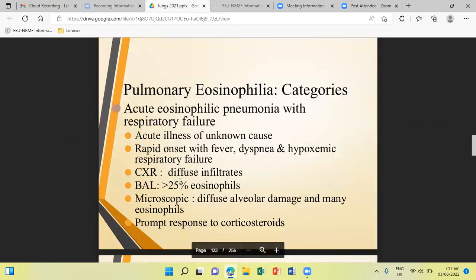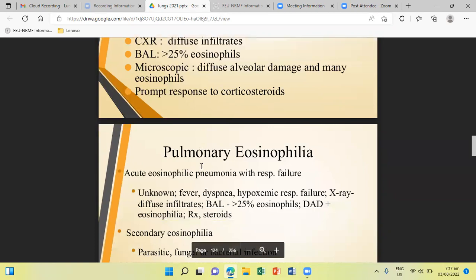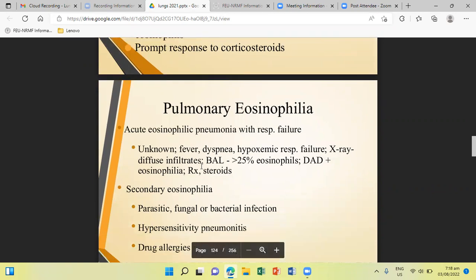Now, the next on the list is what we call pulmonary eosinophilia. The term to remember here is eosinophils, of course, and how much of it is present, because that will differentiate the different types of pulmonary eosinophilia. Take a look at this slide. The BAL here has more than 25% eosinophils. The second category would be acute eosinophilic pneumonia with respiratory failure. And the third would be secondary eosinophilia, which is usually associated with parasitic, fungal, or bacterial infection.